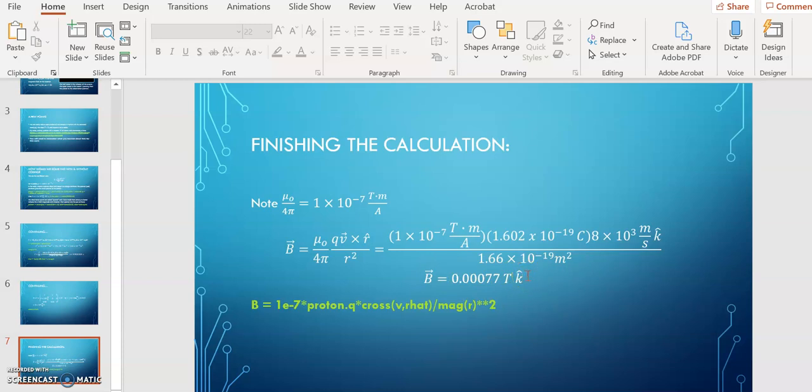Now that gives you the magnetic field at one time step for one observation point. So you can see that it's kind of tedious, right? Kind of involved.